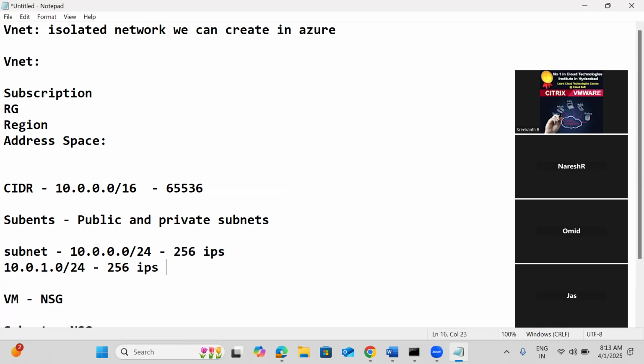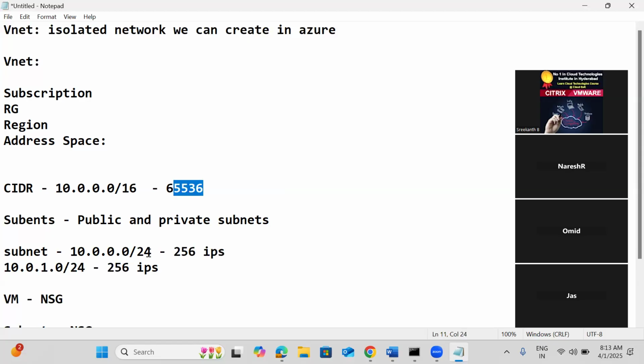256. What is the formula here? The notation we have used is /16 or /24. The formula for how many IPs we will get is 2 to the power of 32 minus 16 or 24. 2 to the power of 32 minus 16 is 2 to the power of 16. That will give us 65,536 IPs.